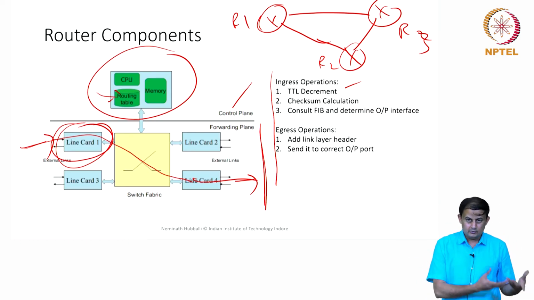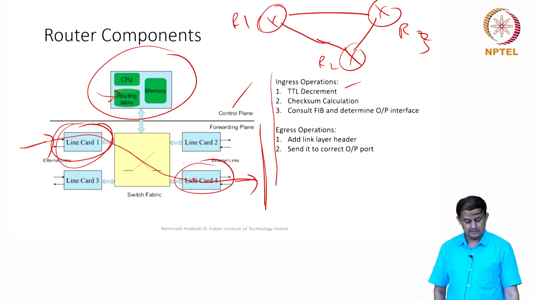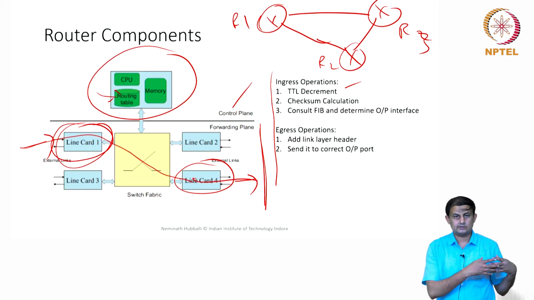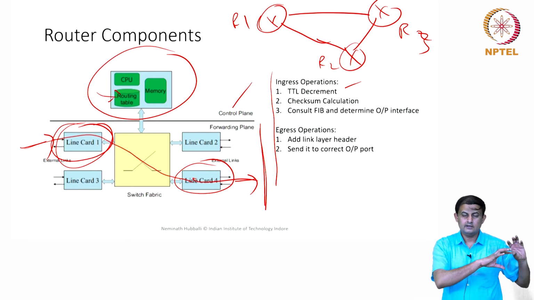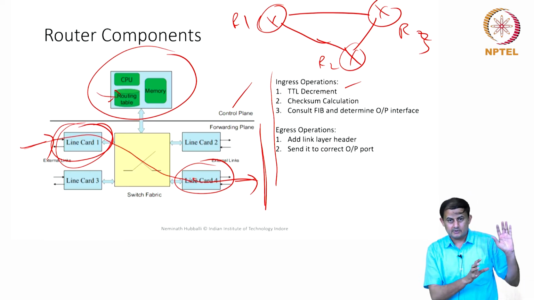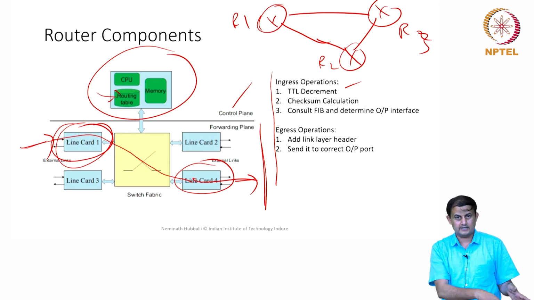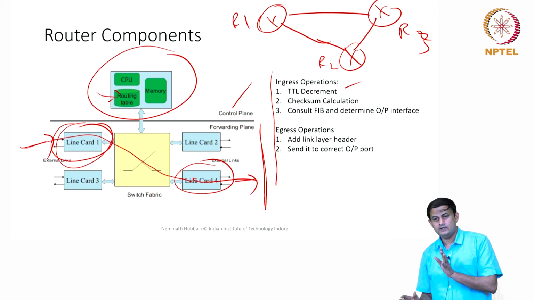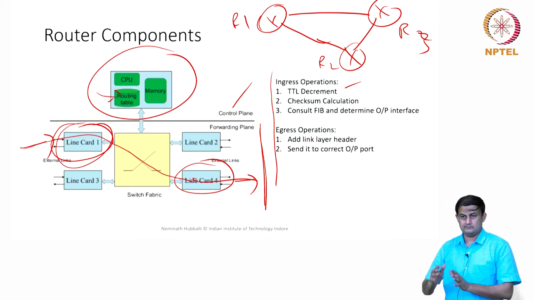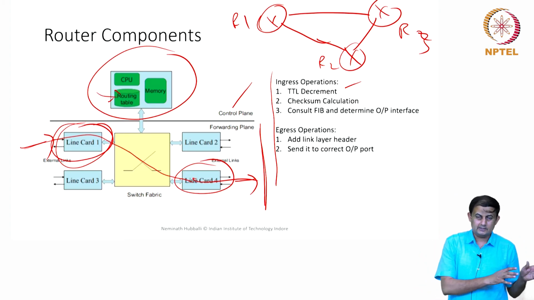And at the output layer, when the packet actually comes to this line card, you need to do something more. What is that? Add the link layer header. So on an input link, a link layer header is added, and that is stripped off at the input line card, and from this router onwards to the next hop, you can add an altogether different link layer header. So can you think of this case?